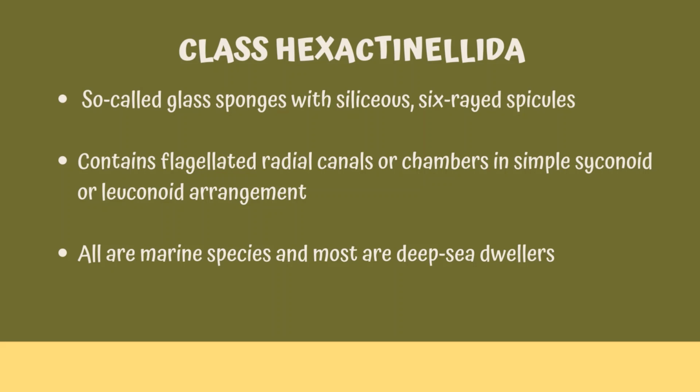The class Hexactinellida. Members of this class are so-called glass sponges with siliceous six-rayed spicules. They have flagellated radial canals or chambers in simple syconoid or leuconoid arrangement. All are marine species and most are deep-sea dwellers.